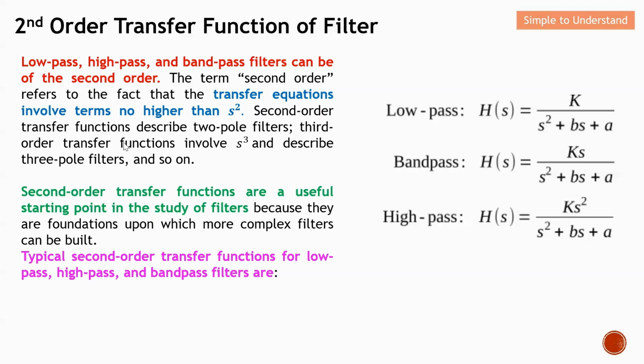The second order transfer function actually describes a two-pole filter. Third order transfer function, S cubed, in fact will describe a three-pole filter. So basically from here, this describes a two-pole filter. If it's third order, this will describe a third-order pole filter.